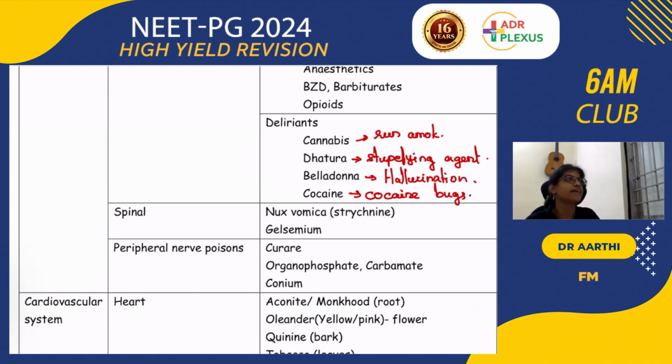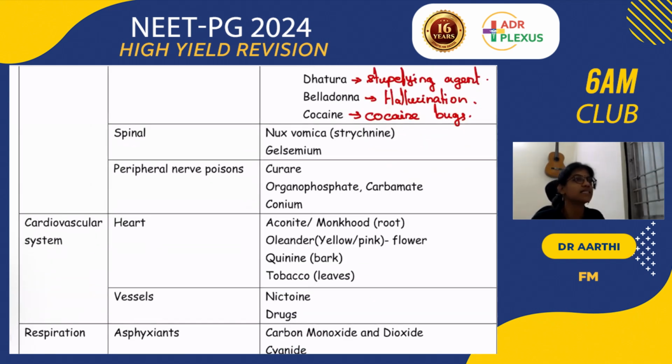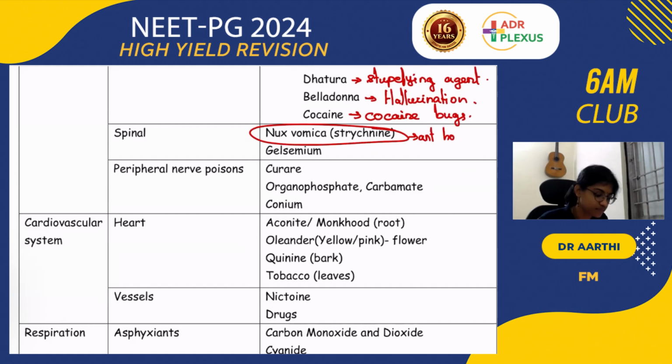Okay. Then we have spinal poison. Spinal poison, nux vomica has already been asked. The other spinal poison is gelsemium. Nux vomica is important. See, it affects the anterior horn cells, and it causes seizure-like features.